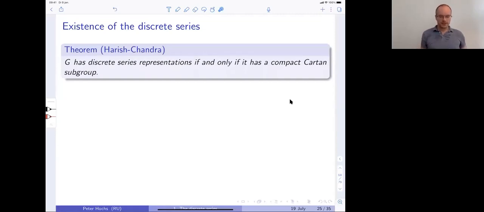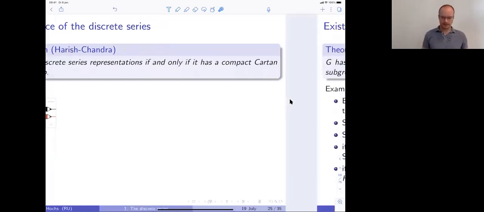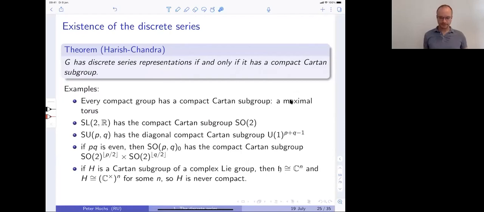Okay, so a result by Harish-Chandra is that a semi-simple group G has discrete series representations if and only if it has a compact Cartan subgroup. Let's look at some examples. If the group G was already compact, then of course a Cartan is a closed subgroup, which is also compact, namely a maximal torus: an abelian subgroup of G which does not contain any bigger abelian subgroup. So for compact groups, there are always discrete series representations.